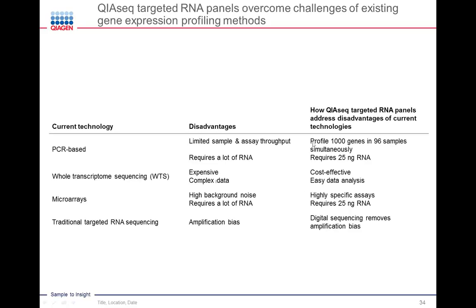So just to remind everyone of how the QIAseq targeted RNA panels can overcome the disadvantages of current technologies, it gives you higher throughput compared to PCR-based methodologies. It gives you a more cost-effective solution and easier data analysis approaches compared to whole transcriptome sequencing. Compared to microarrays, it requires less RNA and it gives you highly specific assays. And probably the most important part is when we compare it to the traditional targeted RNA sequencing approaches. With the QIAseq targeted RNA panels, you overcome the issue of amplification bias and PCR duplicates by using the barcodes that deliver digital sequencing.